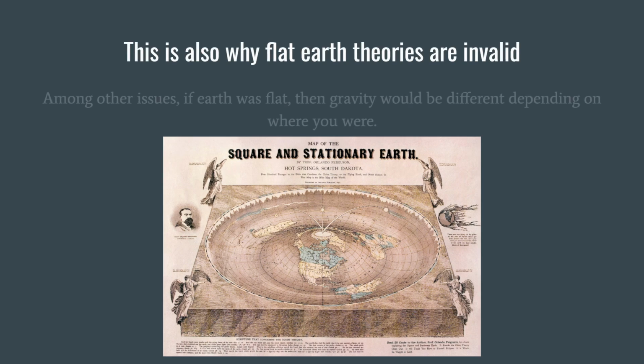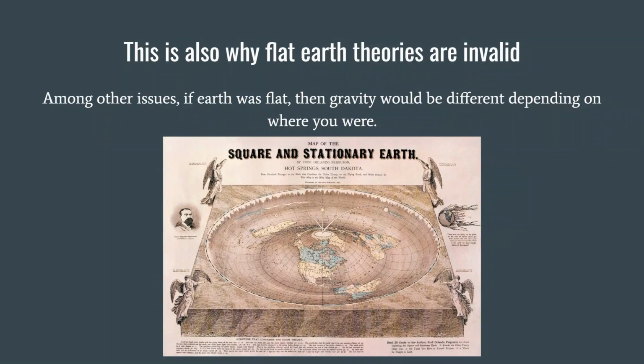Next, we're going to debunk why flat Earth theories are invalid. Among other issues, if Earth was flat, then gravity would be different depending on where you were. Let's look at it. Imagine the Earth was a plate if it was round. And this is the Earth's center of mass, which means everything is going to be pulled towards there. It's in the middle of the width, it's in the middle of the length.